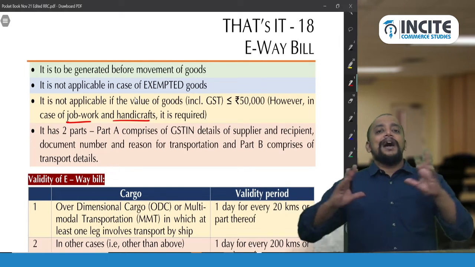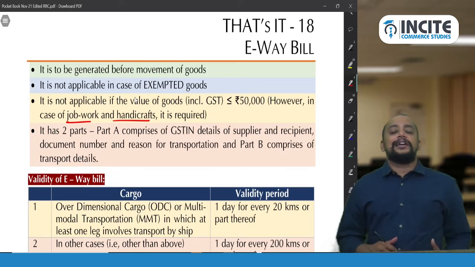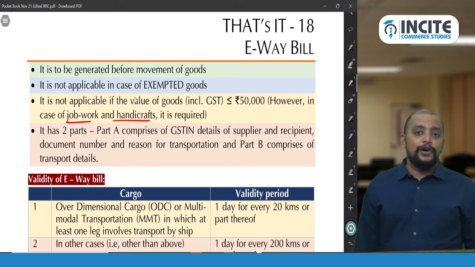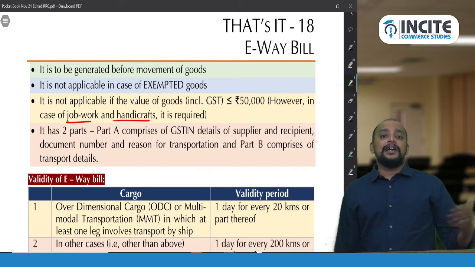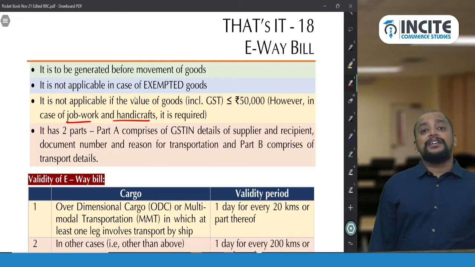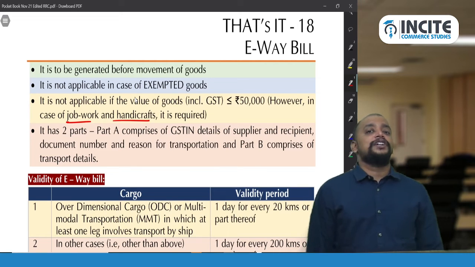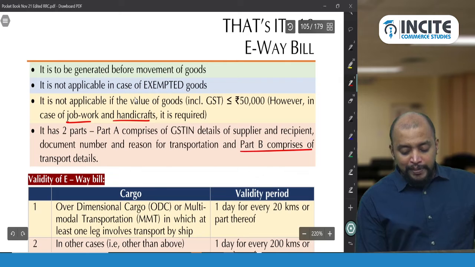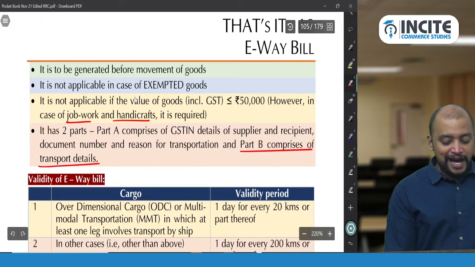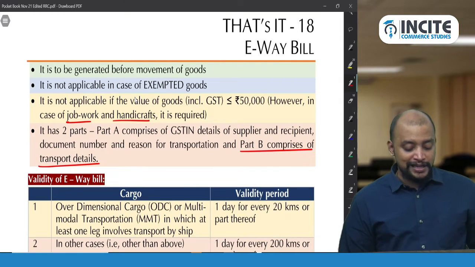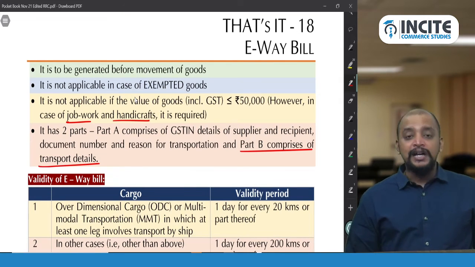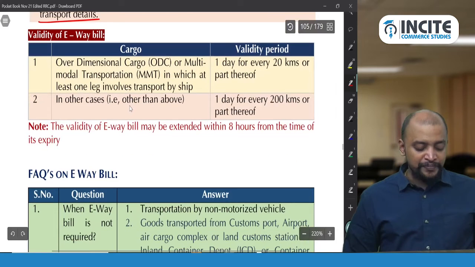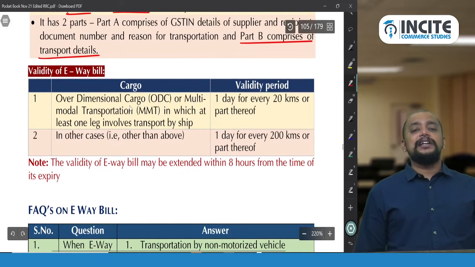And there are two parts in the EWay bill here. Part A contains the basic details about the invoice, description of the goods, etc., consignor, consignee, and part B contains the vehicle details or the transport document reference number. So part B comprises transport details, whereas part A comprises the GSTN of the supplier, recipient, document number and reason for transportation.